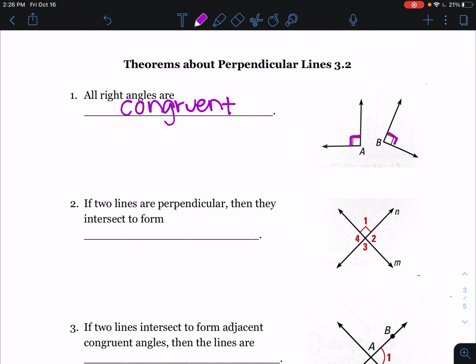If two lines are perpendicular, then they intersect to form what? Well, we know that they form right angles, but what else do we know about angles 2, 3, and 4 here? If angle 1 is 90 degrees, well, that means that over here is 90 degrees too, right? 90 degrees, 90 degrees. They intersect to form 4 right angles. All those angles are right.